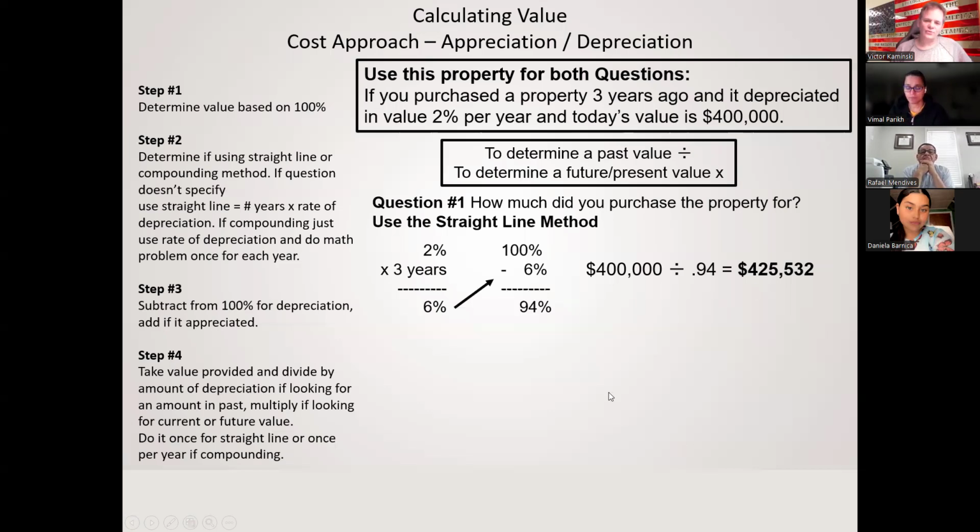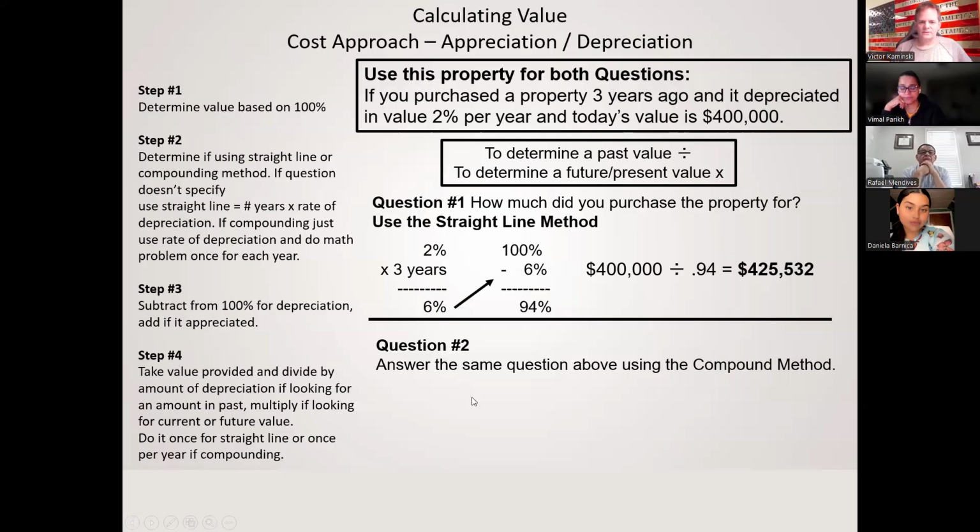Get that answer, and you do the problem one more time. So here we're going to do that right now. 392. Well, we'll see. So we're going to answer the same question above using the compounding method.